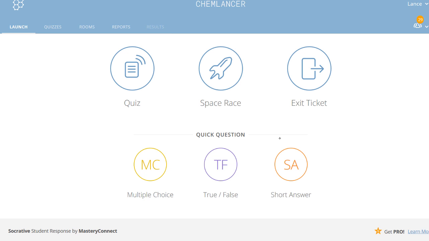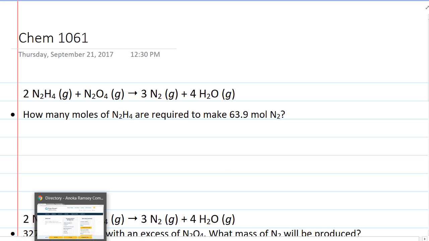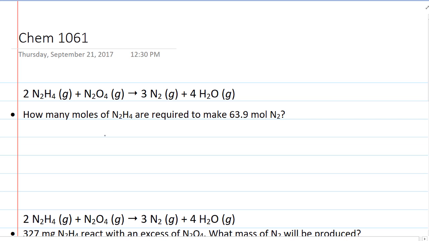So, to show how we might go about doing that, in case you're getting a slower start on this, this is actually the first question on your handout in the packet. If you came in late, you'll always find the handouts right up here on the front bench. And this reads now: 63.9 moles of N2. We're trying to figure out how many moles of the N2H4.